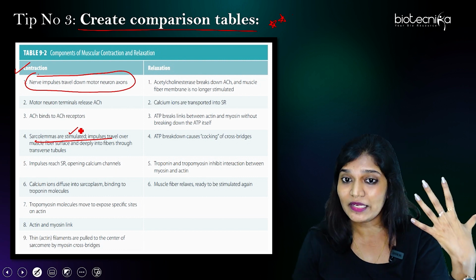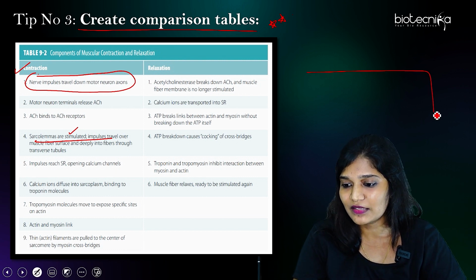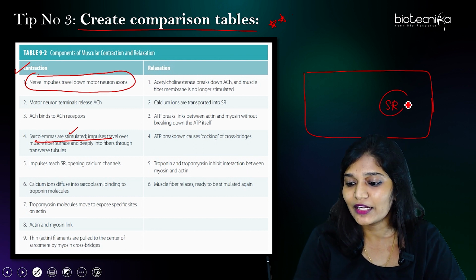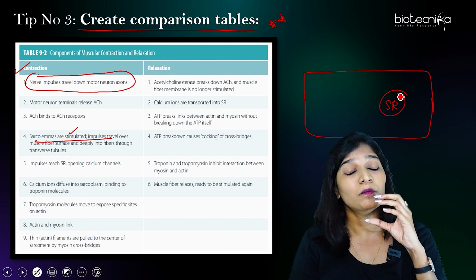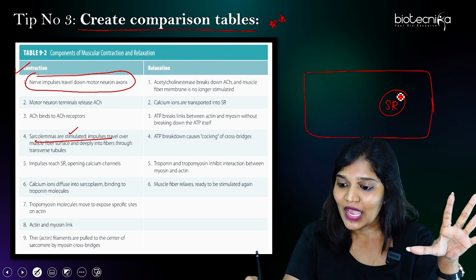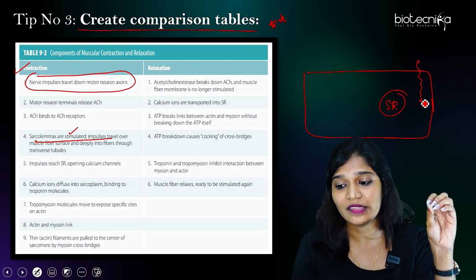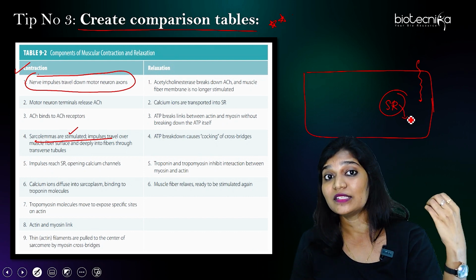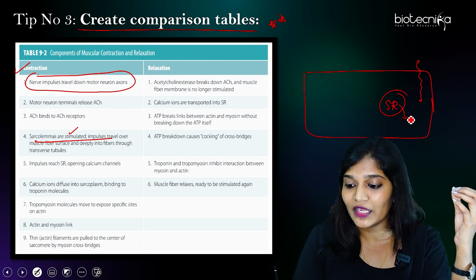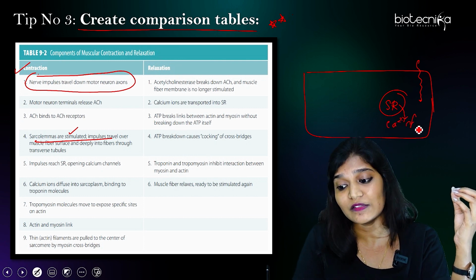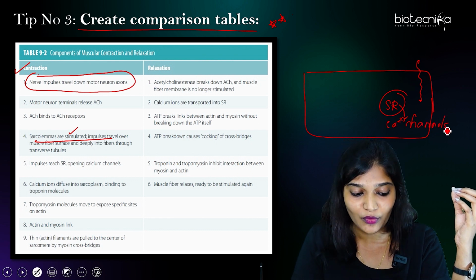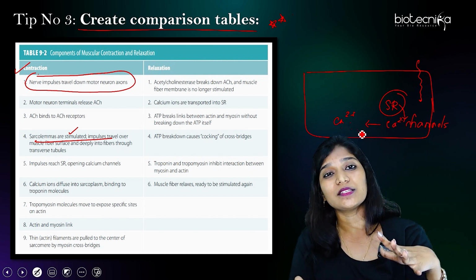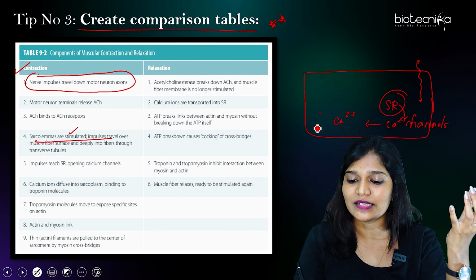Yes, the sarcolemma is stimulated now, and inside the muscle there is the sarcoplasmic reticulum; the endoplasmic reticulum in muscles is called the sarcoplasmic reticulum. As soon as the signals come over, this sarcoplasmic reticulum is stimulated, and it opens the calcium channels. All the calcium is released into the sarcoplasm, nothing but the cytoplasm of the muscle.